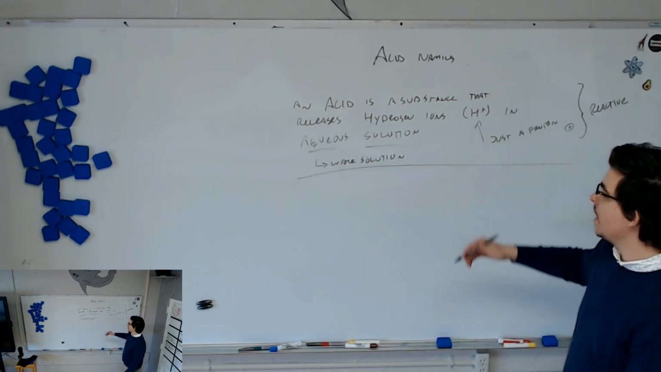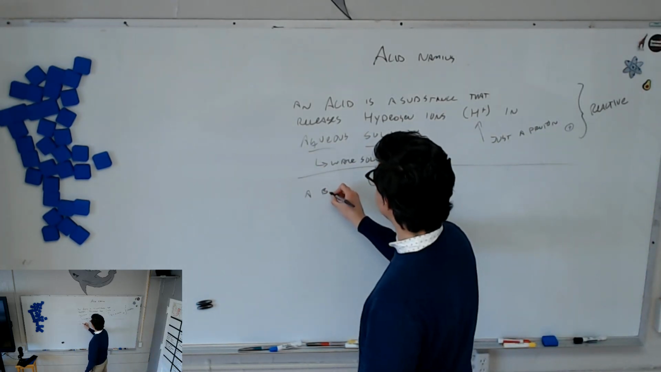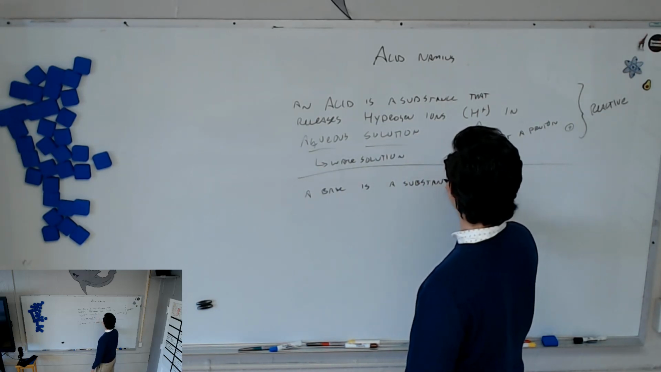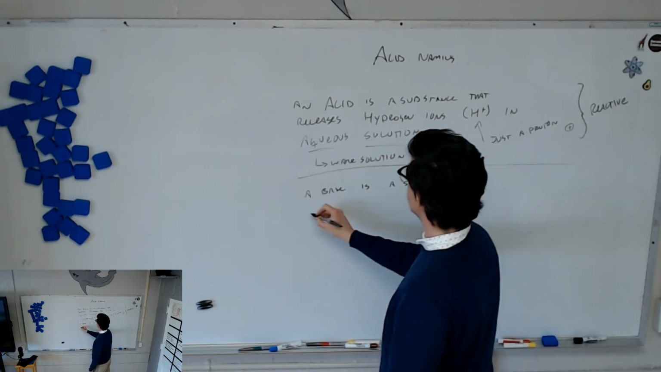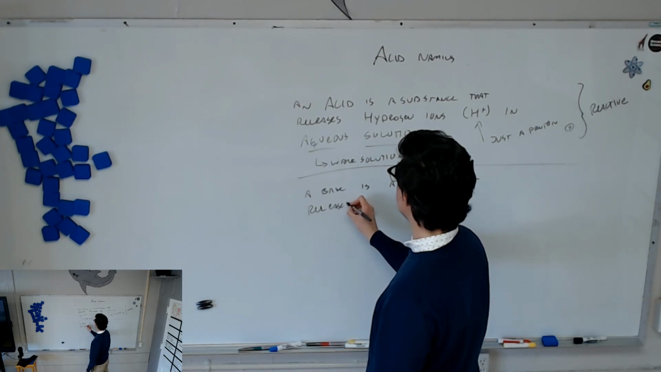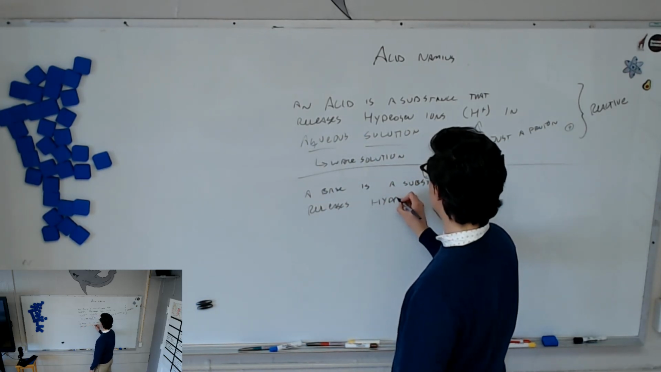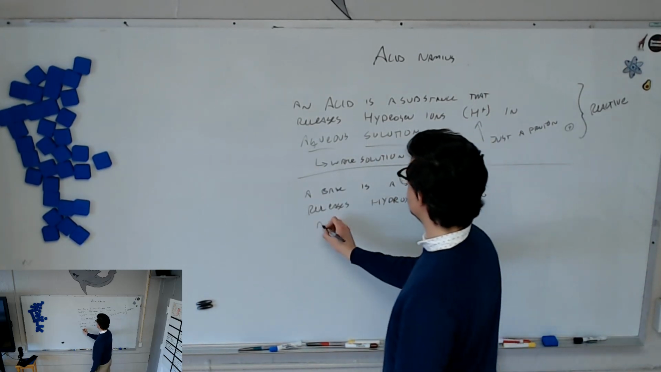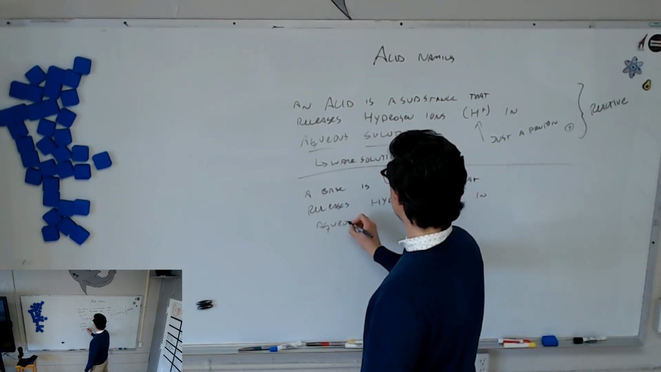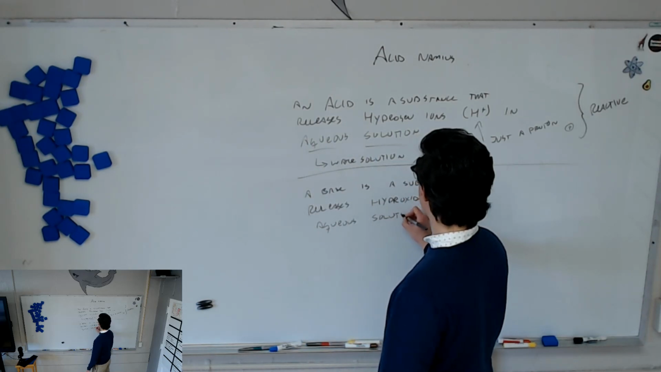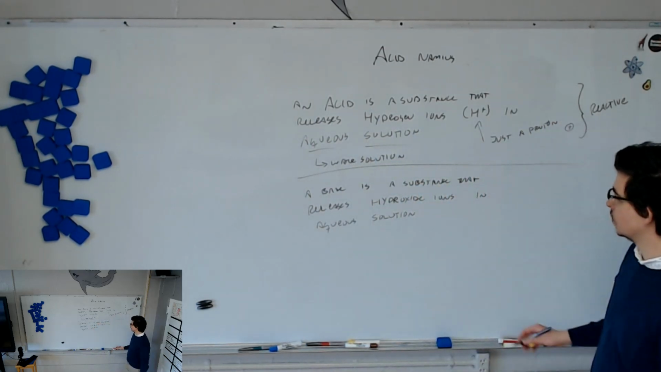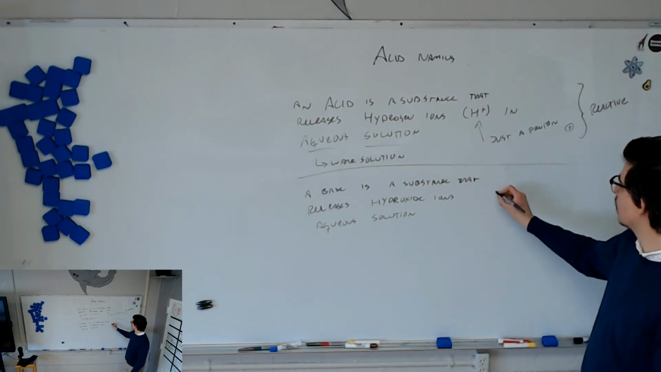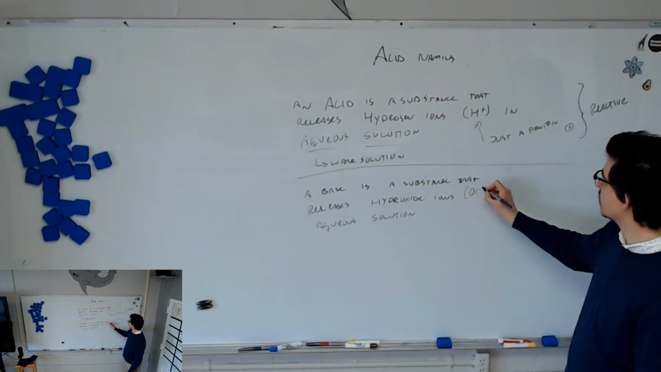Anyway, a base, the other thing, a base is a substance that releases hydroxide. You already know what hydroxide is. Hydroxide ions in aqueous solution. In what? Aqueous solution, which we already know what it is. And what's a hydroxide ion? OH -1.